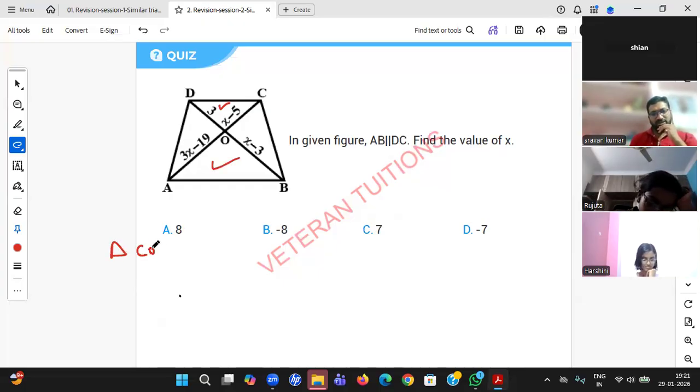Triangle COD is similar to triangle AOB. Students who have taken this order wrong, that is the first wrong step. This angle will be the same. In place of C, you should write A, and in place of D, you should write B. You have taken this order wrong, then all your answer will be wrong.